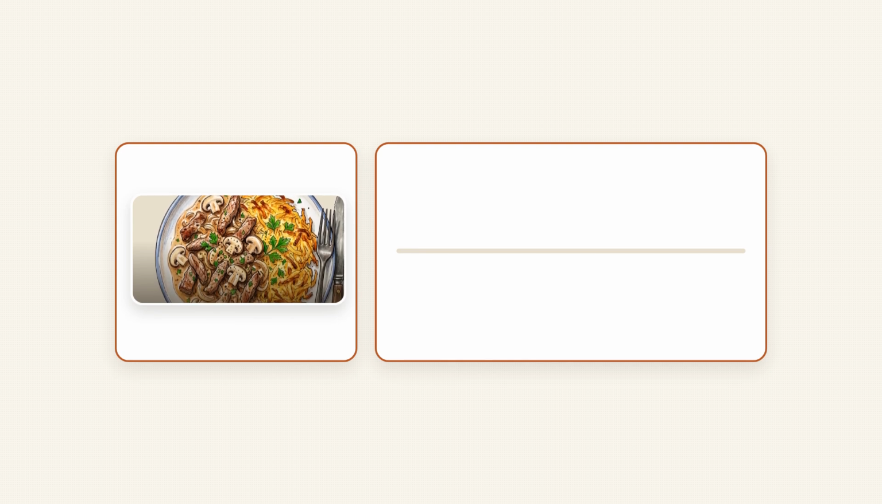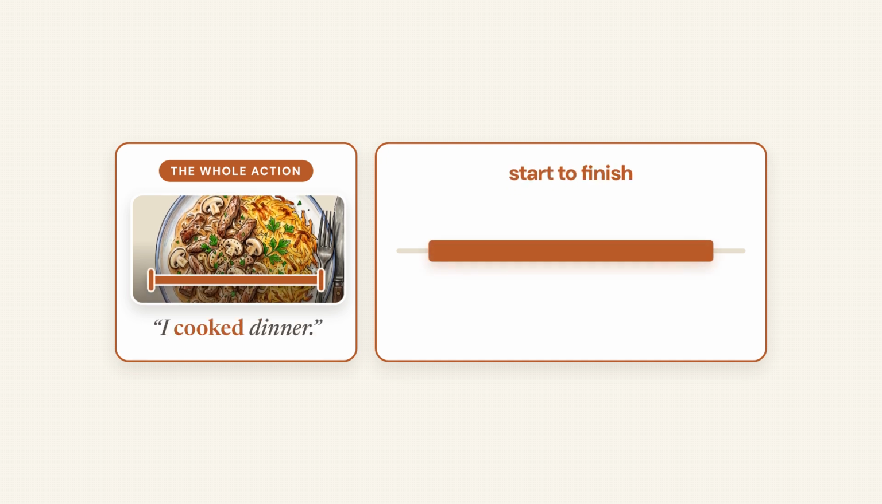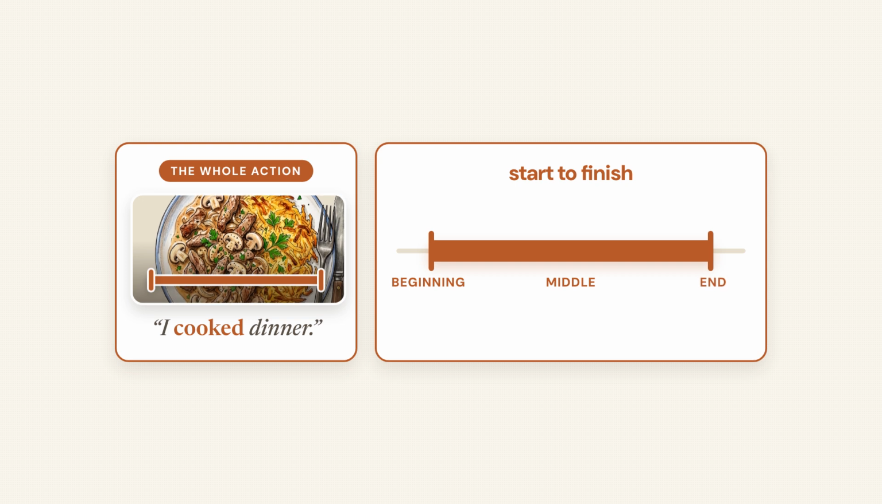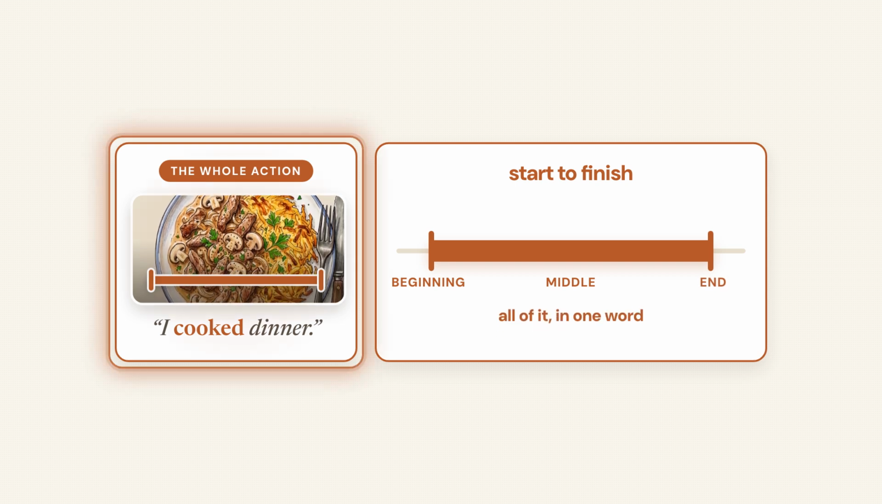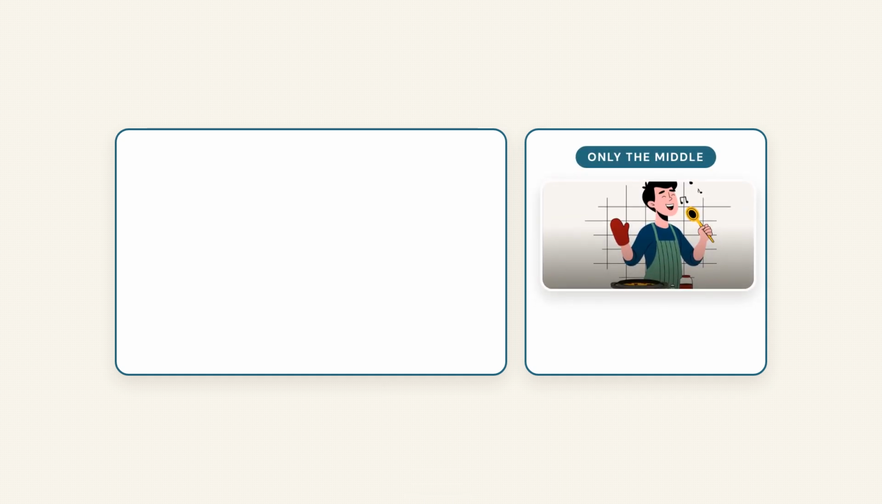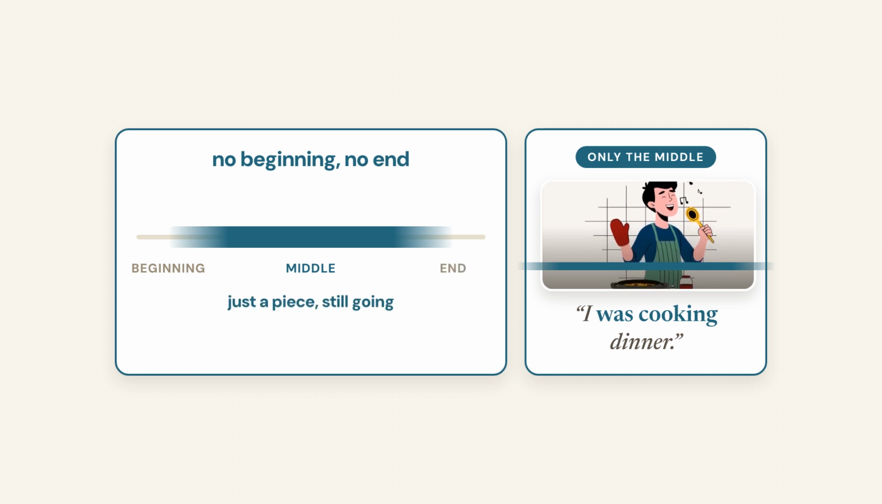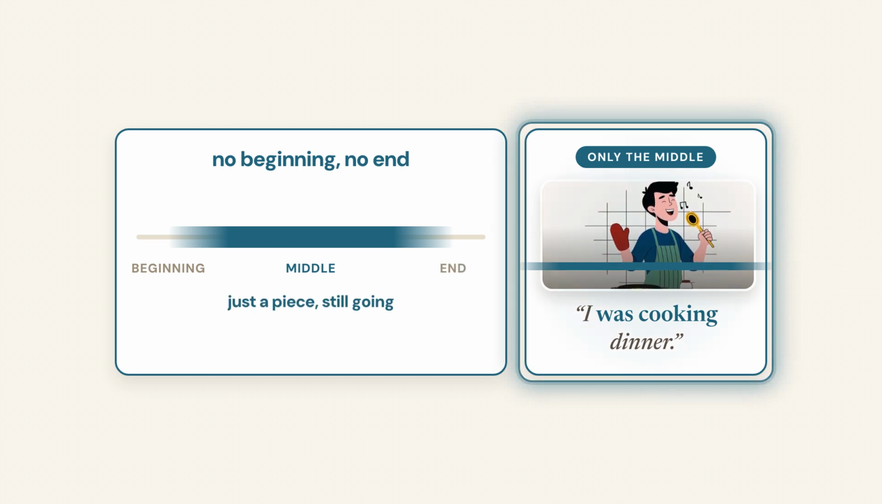The simple past gives you the whole action, start to finish. I cooked dinner. There's the beginning, there's the middle, there's the end, all of it in one word. I've handed you the complete action. The past continuous gives you only the middle. I was cooking dinner. No beginning, no end, just a piece from the middle with the action still going.